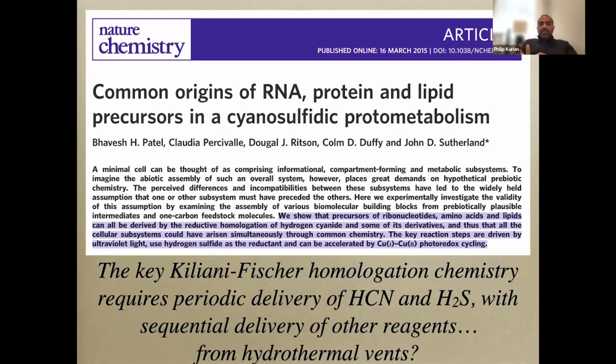This Kiliani-Fischer homologation chemistry requires a sequential and periodic delivery of hydrogen cyanide and hydrogen sulfide with other reagents. And this raises the very interesting question, which I'm sure Alistair and others have thought much more about, of how this kind of chemistry could be produced in prebiotic or early Earth hydrothermal vents, right? Which we know as the black smokers and white smokers at the bottom of the ocean in the Mariana Trench and other places, okay?